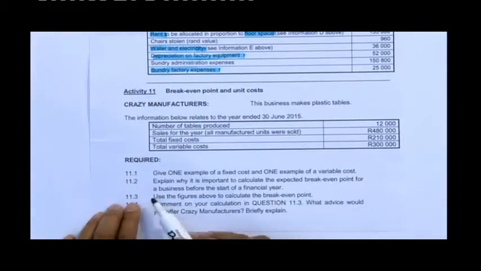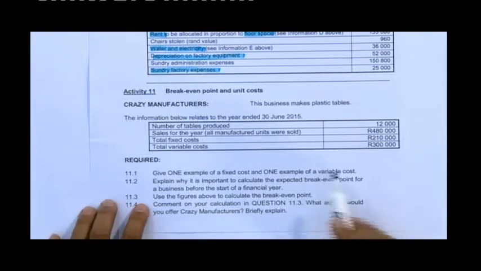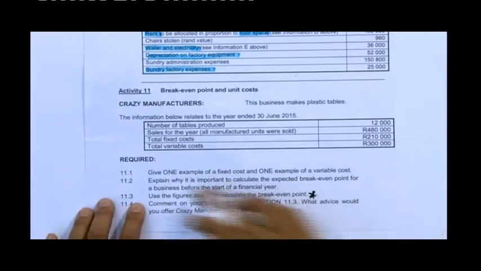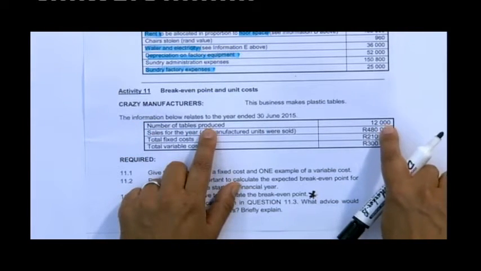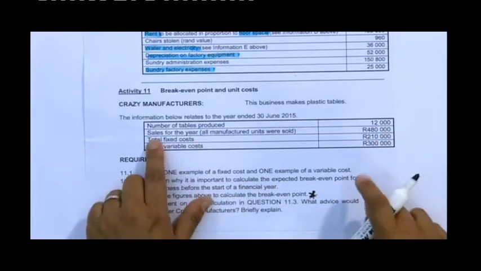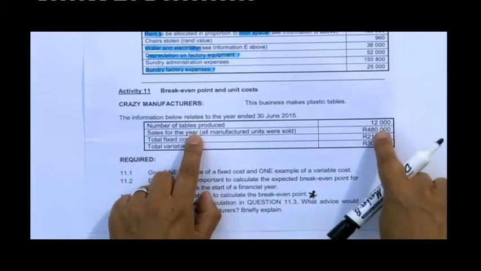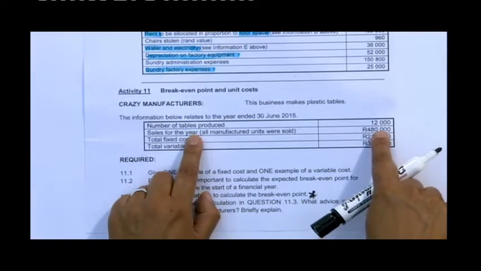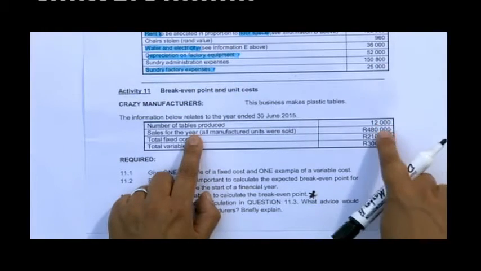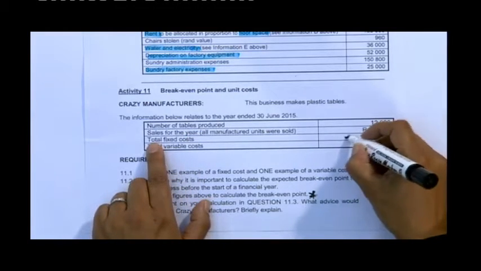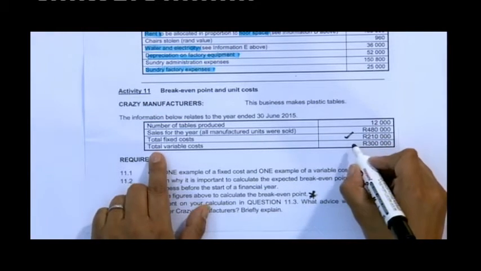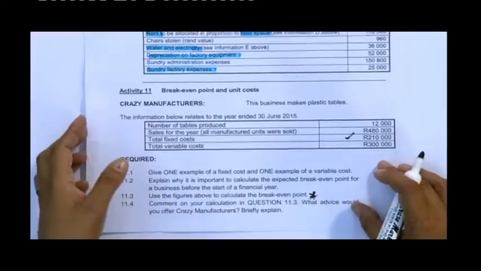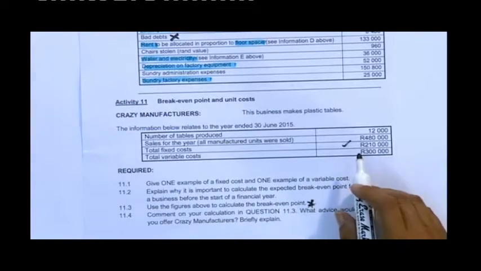Let's just calculate the break even. I know I'm jumping now to 11.13. We're doing that one quickly, and I'll talk through that quickly. Here it says the information: number of tables produced is 12,000 tables. Sales for the year is 480,000. So now you can work out your selling price per unit. Remember, you need selling price per unit and total fixed costs, so you're not going to calculate those. Total variable costs you don't need, you need unit variable cost, so that we can work out our contribution. So let's take the information and calculate this question.